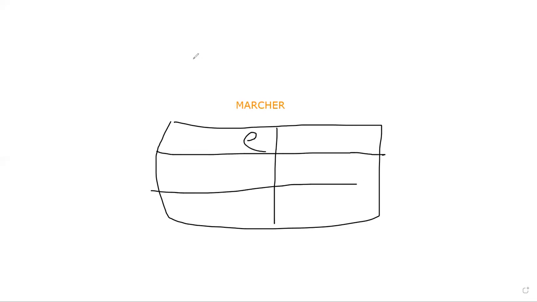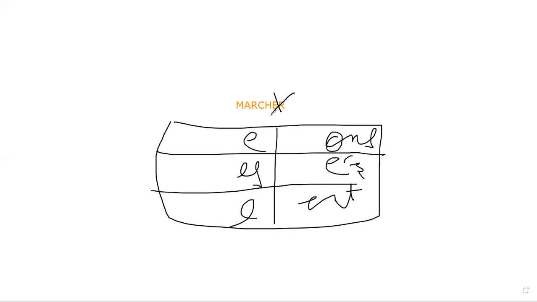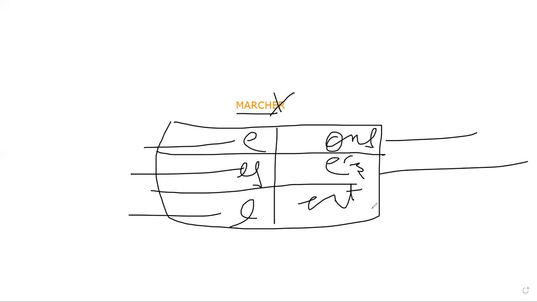E, ES, E, ONS, EZ, ENT. So you have to delete ER. So je marche, tu marches, il marche, nous marchons, vous marchez, ils marchent. Tell me yes and no. Oui, monsieur. Is it clear? D'accord?